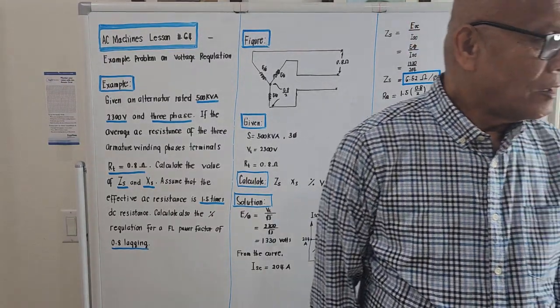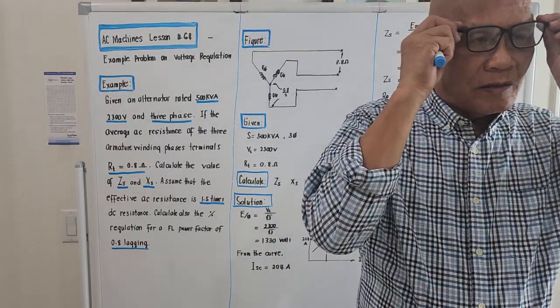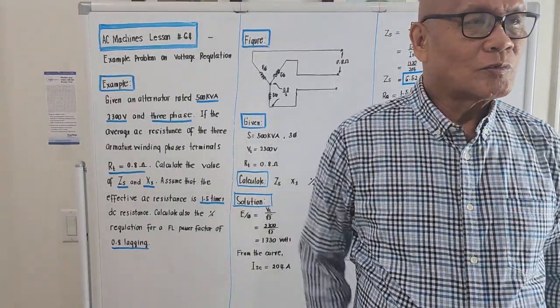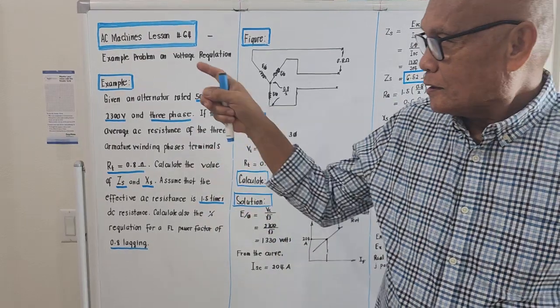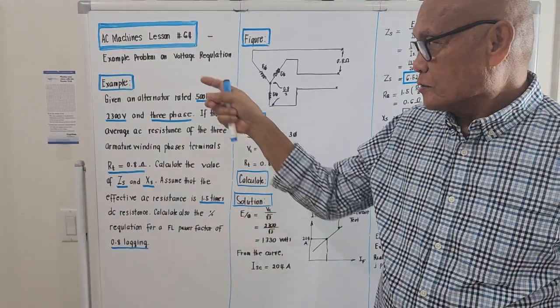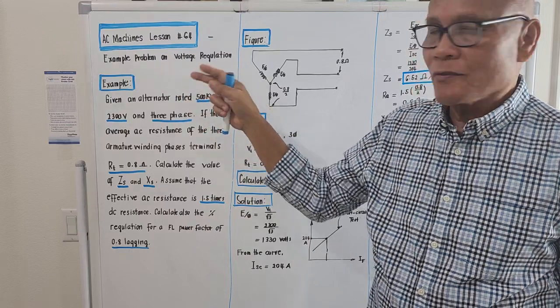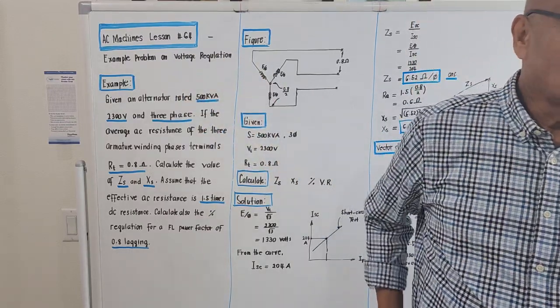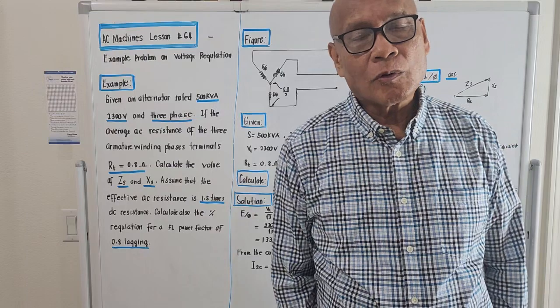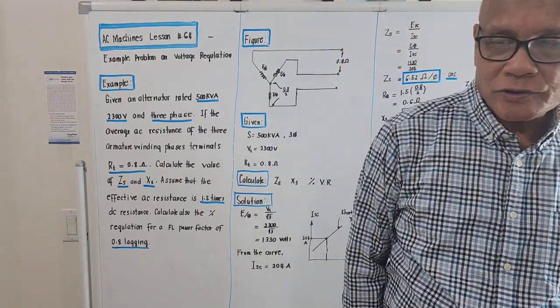My topic for this session will be AC machines, lesson number 64, and the title will be example problem on the computation of the so-called alternator voltage regulation. Okay, let's proceed.